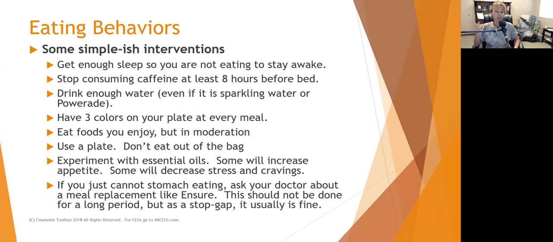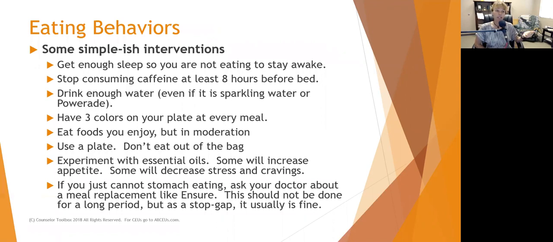Have 3 colors on your plate at every meal. Eat foods you enjoy, but in moderation. A dietitian I worked with one time said, unless there is a physical reason to do it, don't eliminate any food, because as soon as you eliminate it, you're basically setting yourself up cognitively for a binge a lot of times. So, allow yourself to have things in moderation. Maybe don't keep them in the house, but allow yourself to have foods you enjoy occasionally in moderation.